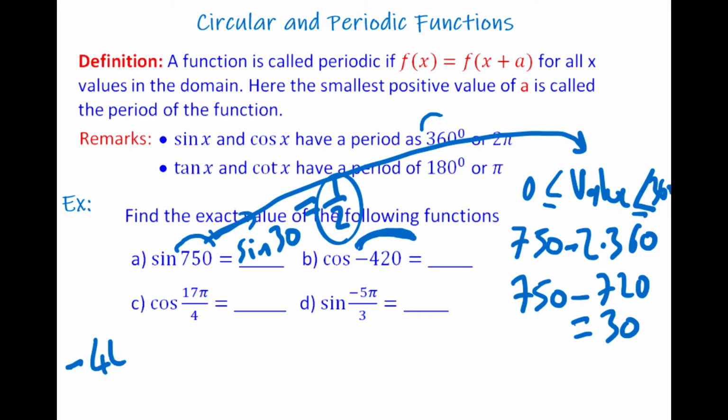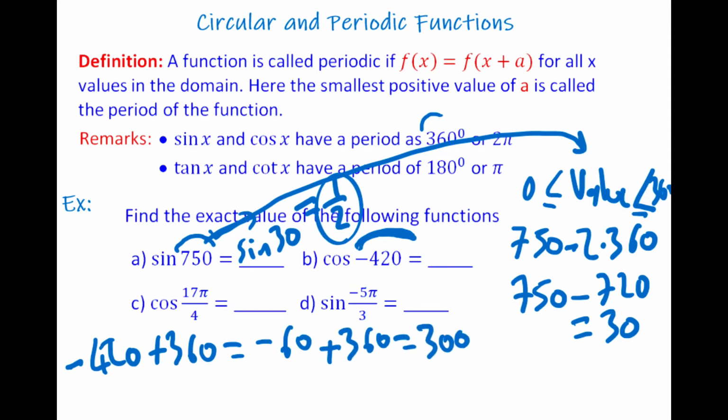Negative 420 plus 360. Still we're going to have negative, right? Negative 60. That means I need to keep adding one more 360. If you add one more 360, then we're going to have 300, guys. That means the exact value is cosine 300, guys.